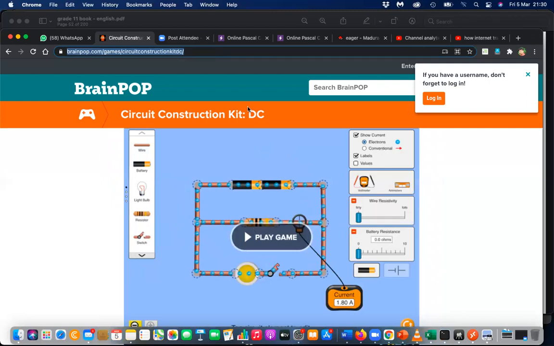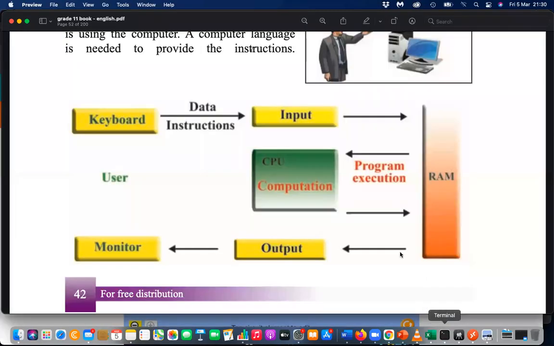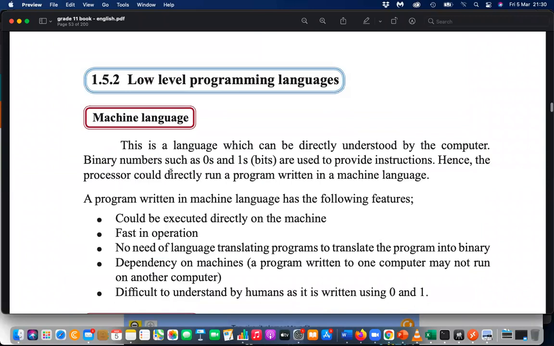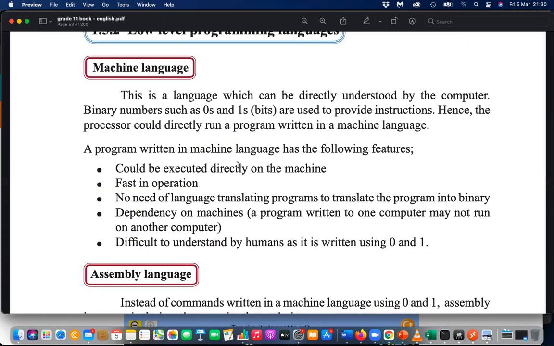Okay, so anyway, machine language is basically instructions in raw format that machines can understand. So we call it machine language. It could be executed directly on the machine. It's fast, with no need for translating because machines can understand that. It's machine dependent and difficult for humans to understand because it uses zeros and ones, represented as presence and absence.